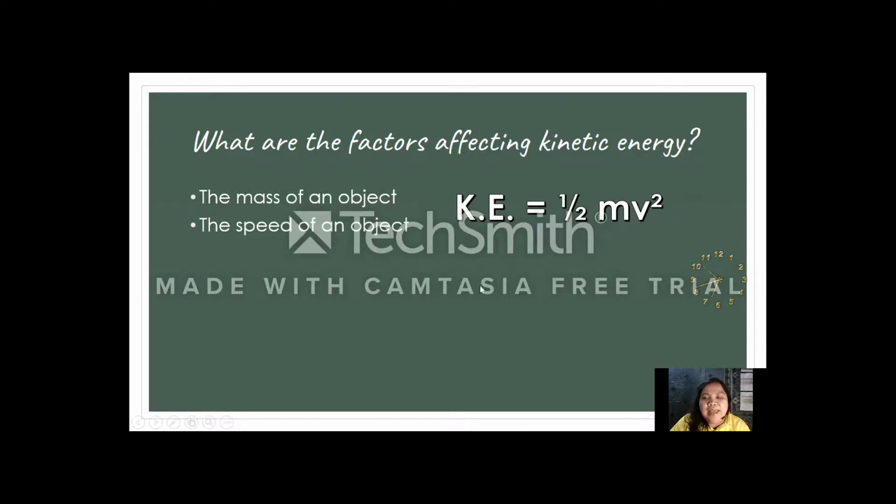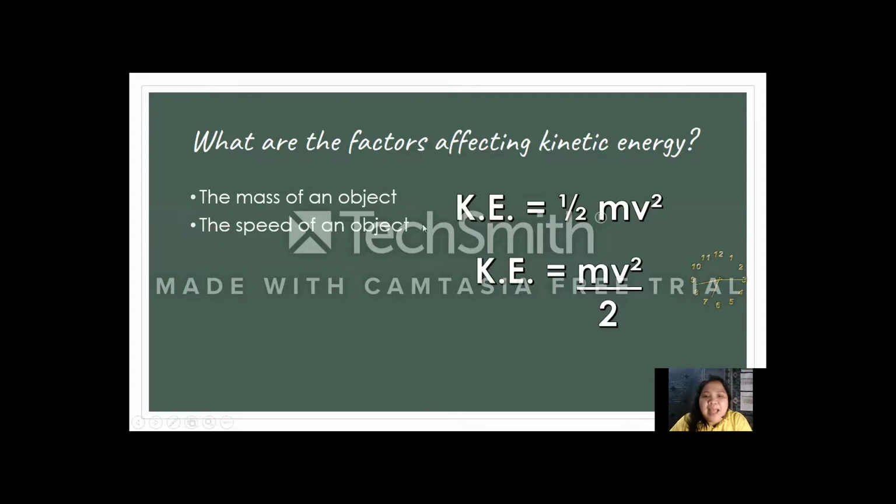Sometimes we can convert that formula into this one so that you won't have any difficulty in solving. So, kinetic energy is equal to mv squared over 2, where m is the mass of an object, v is the speed of an object, and squared. So, what does this mean?